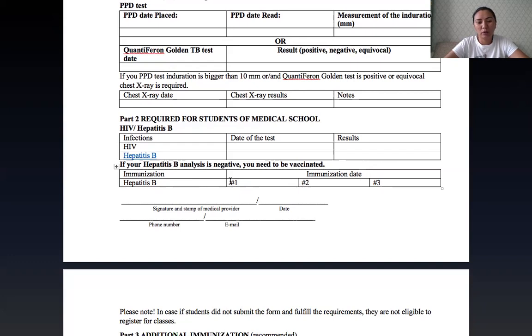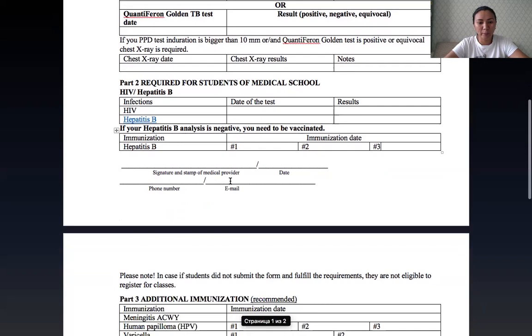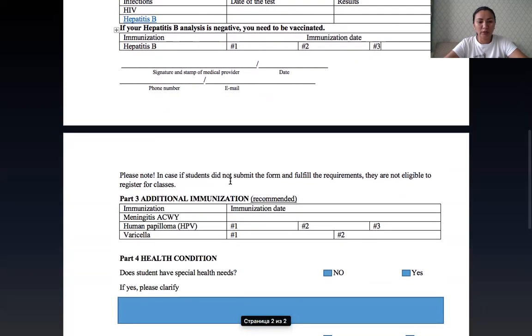Basically, most of you are vaccinated against hepatitis B. Just check out your form, okay? What about the additional immunization? In some countries, immunization against meningitis, HPV, and varicella is provided. So if so, you need to indicate it right over here.